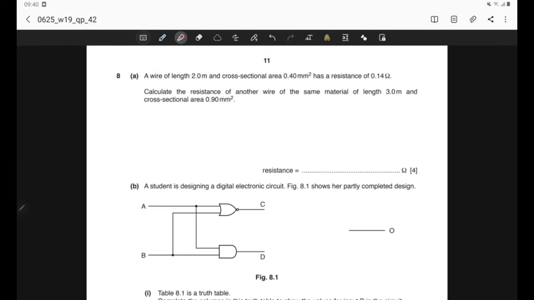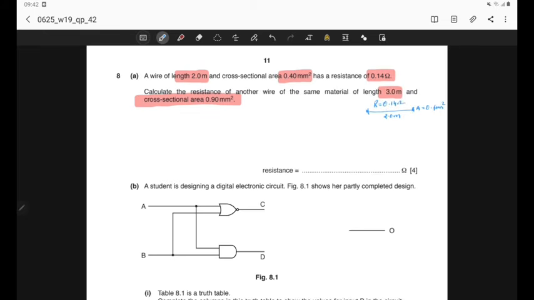A wire of length 2 meter and cross-sectional area 0.40 millimeter square has a resistance of 0.14 ohm. Calculate the resistance of another wire of the same material of length 3 meter and cross-sectional area 0.90 millimeter square. So here initially we have a wire of 2 meter length, which is having a cross-sectional area of 0.40 millimeter square and its resistance is given, that is 0.14 ohm.